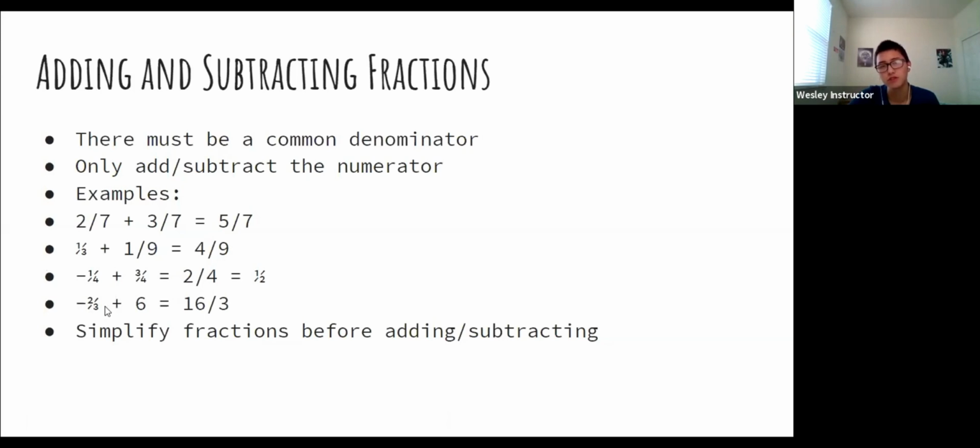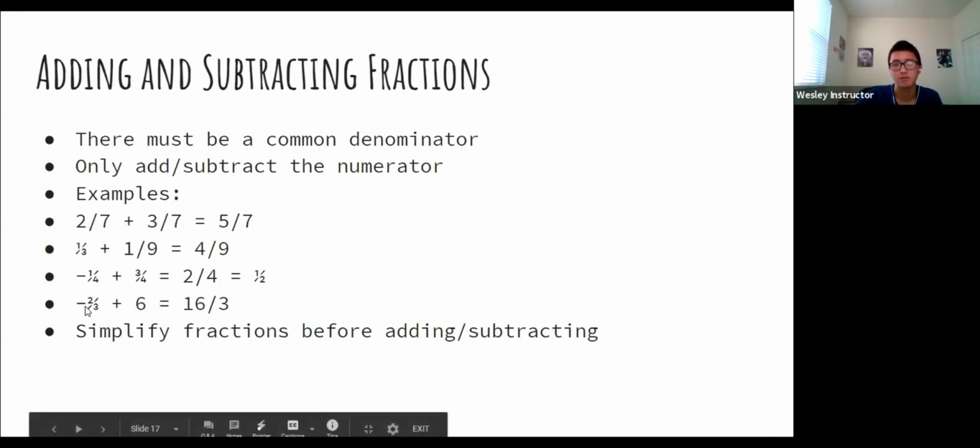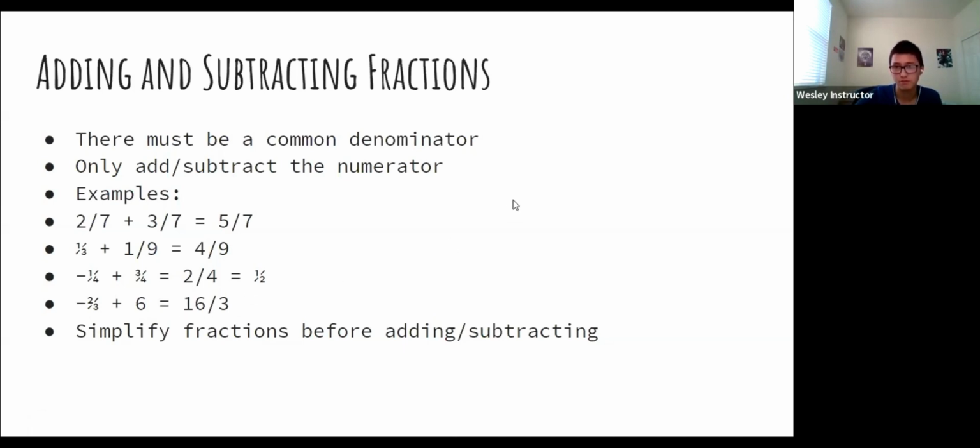And -2/3 plus 6. So at first glance, 6 doesn't appear to have a denominator, but it really does. This is actually 6/1. Whole numbers and integers always are over 1. So what you gotta do here is multiply 6/1 times 3/3. And that will give you guys 18/3. So 18 minus 2, that will give you 16. So the answer is 16/3.